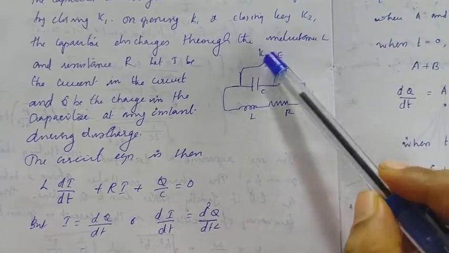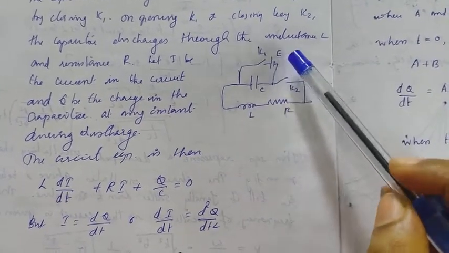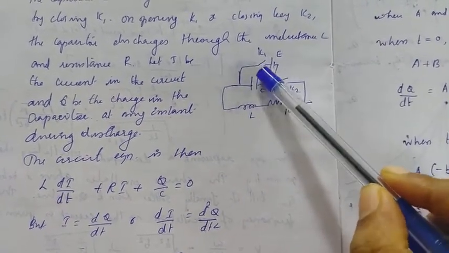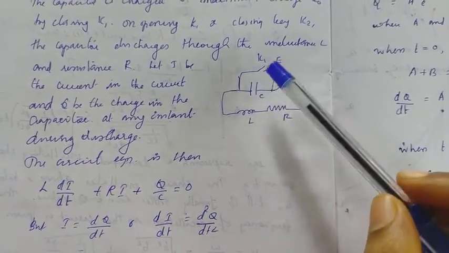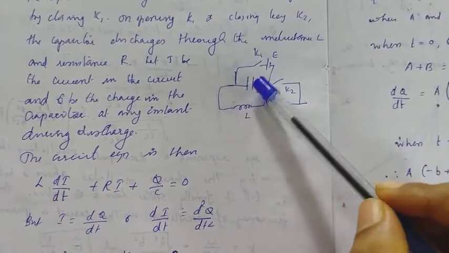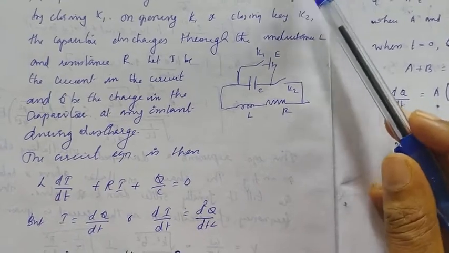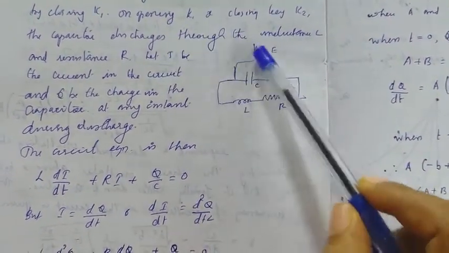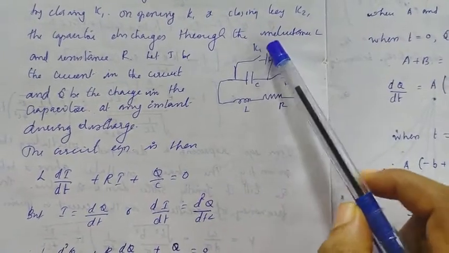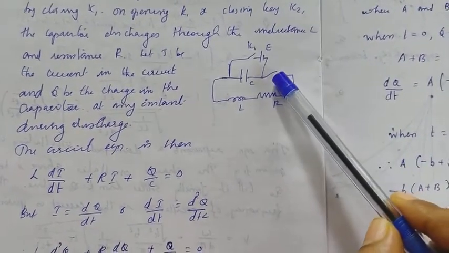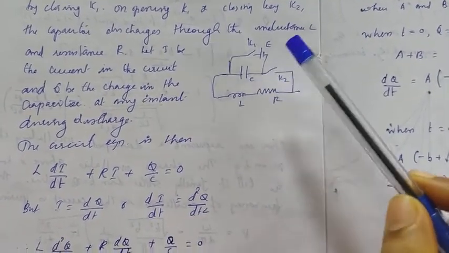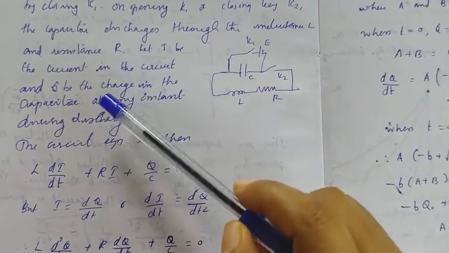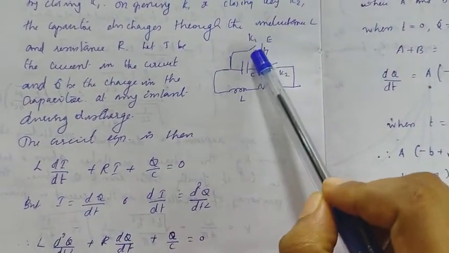So if we close the key K1, the capacitor will get charged, and continue charging up to a value of Q0. Now open the key K1 and close the key K2. Now what will happen to the charge on the capacitor?